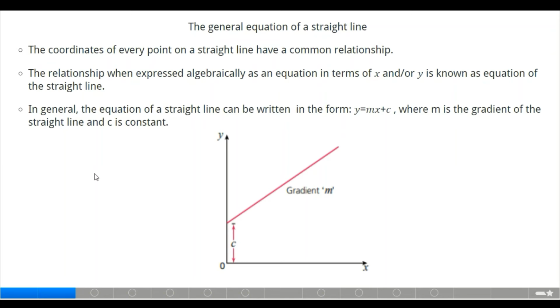Now, the relationship, when expressed algebraically as an equation in terms of x or y, is known as the equation of a straight line. In general, the equation of a straight line is written as y equals mx plus c, where y is the value given on the y-axis, m is the gradient, x is the intercept, and c is the constant.